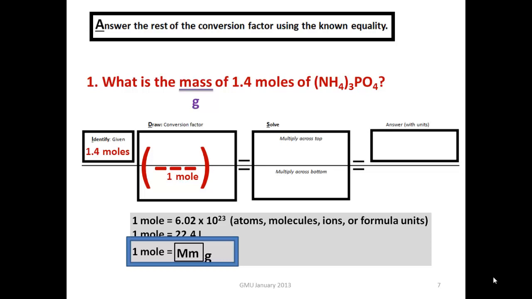And it says 1 mole equals MM in a box grams. The MM stands for molar mass, and it's in a box to remind you that you'll need to look at the periodic table to figure it out. We'll be finding the mass of the ammonium phosphate, and this is pretty big, so we'll do it on the next page.